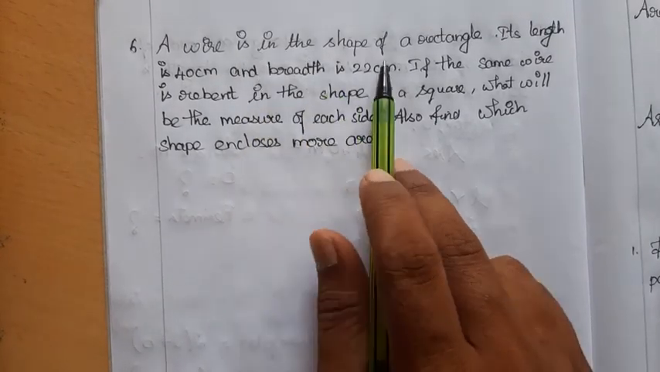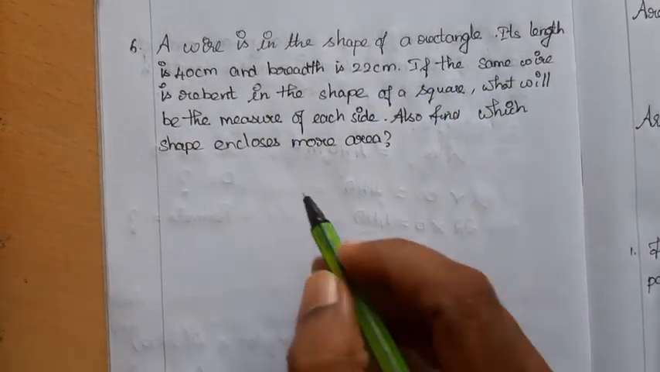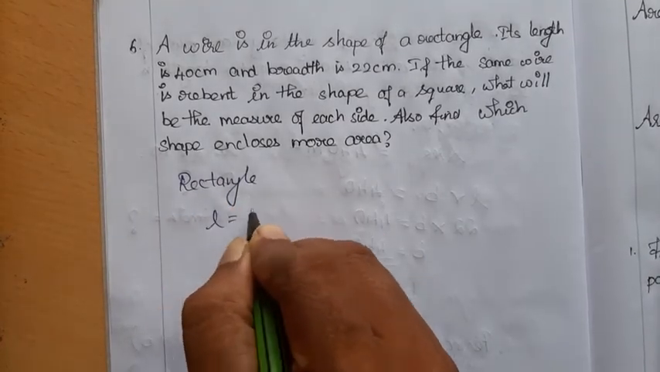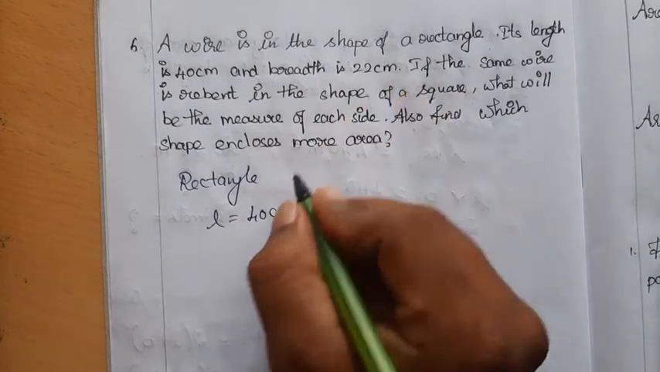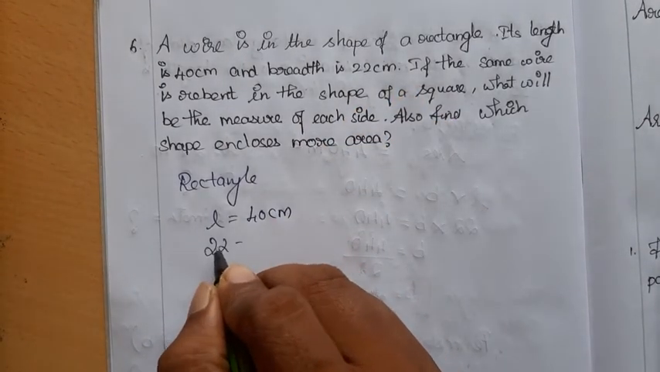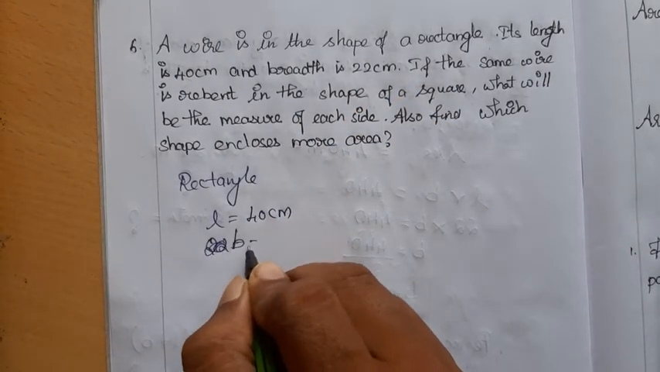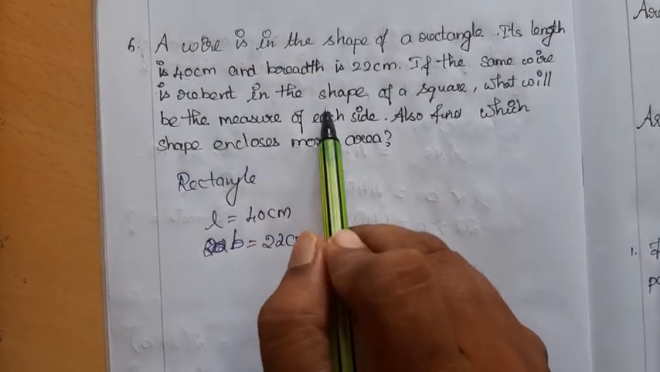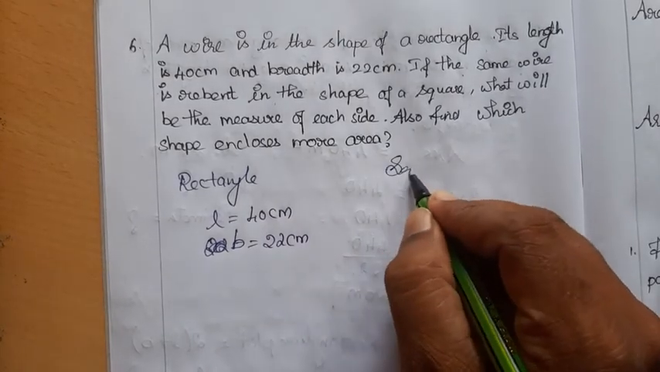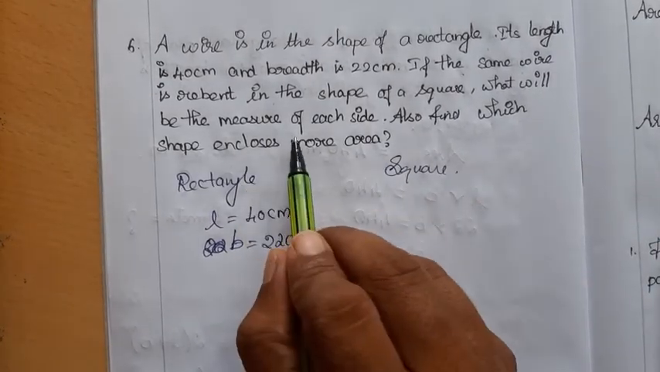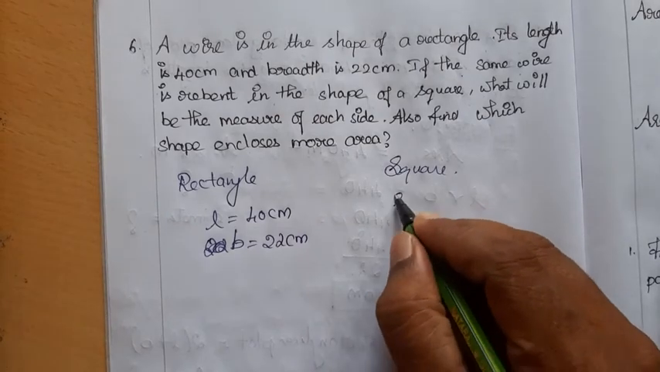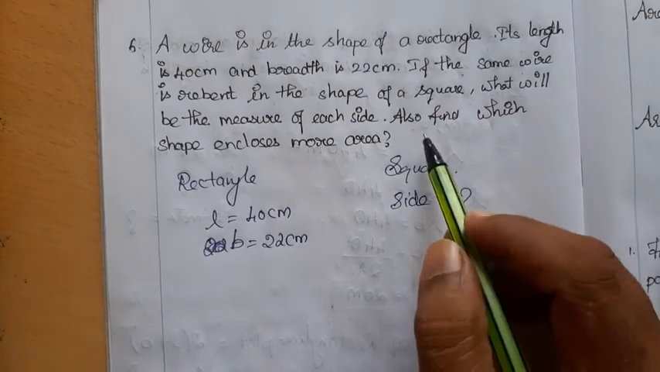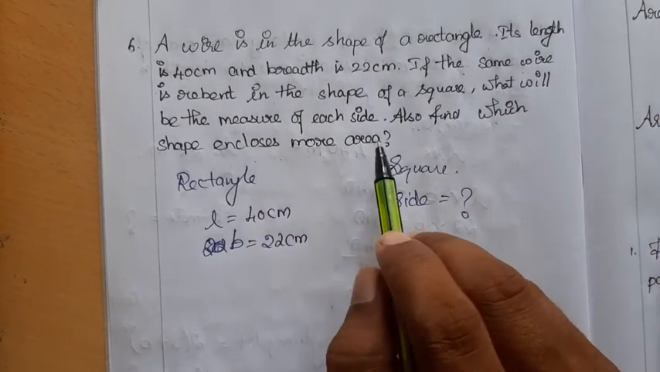A wire is in the shape of a rectangle. Its length is 40 centimeter. What shape is it? It is a rectangle. Our length is 40 centimeter and the breadth is 22 centimeter. If the same wire is rebent into the shape of a square, so another shape is the square, what will be the measure of each side? The measure of each side of the square, we call it the side. We don't know the side. So first we have to find the side and also find which shape encloses more area.